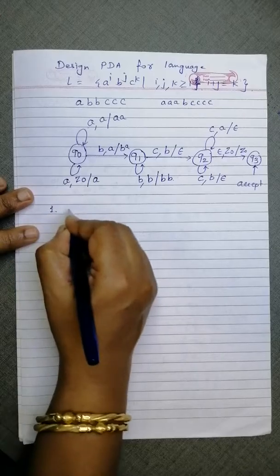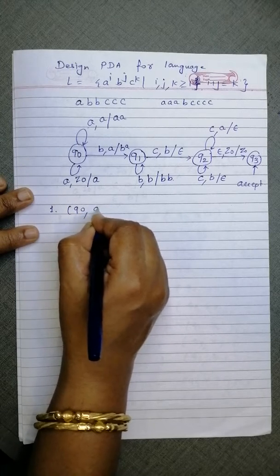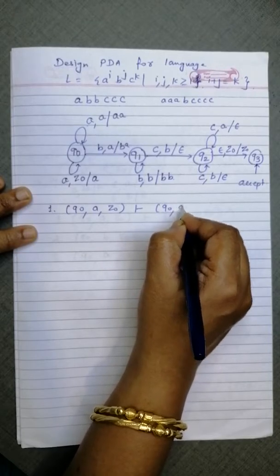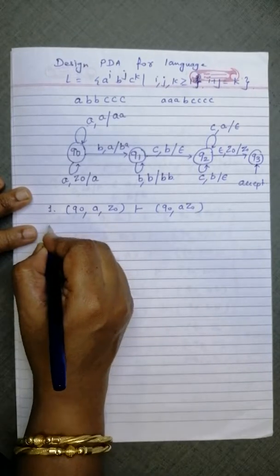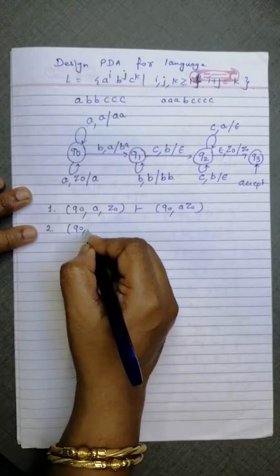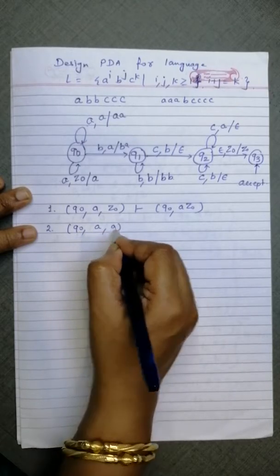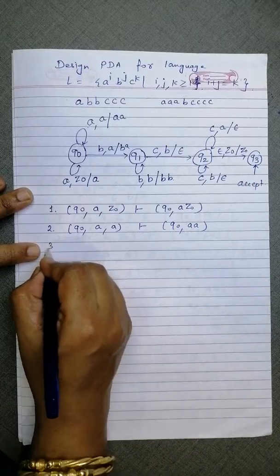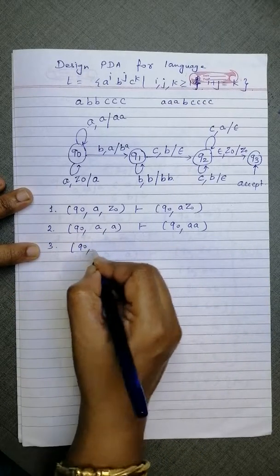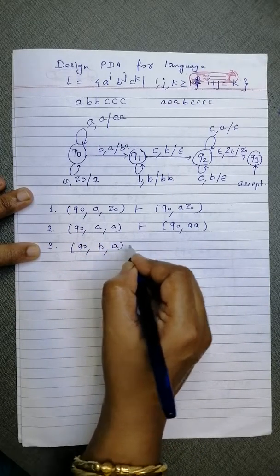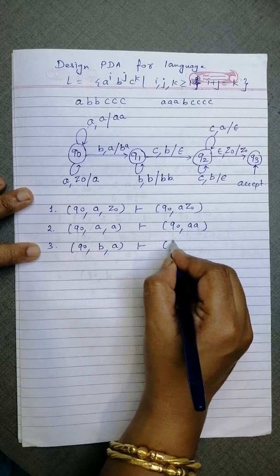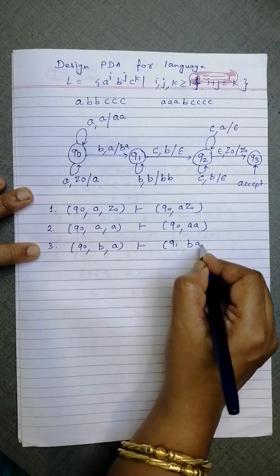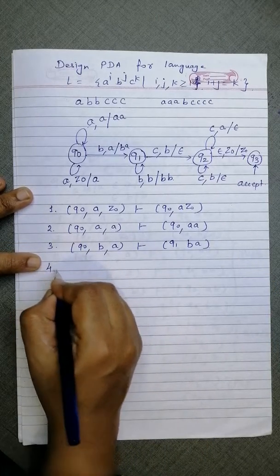Now we'll write down the moves. In state Q0, if the input is a and the stack is Z0, a will be pushed onto the stack. Then in state Q0, if the input is a and the stack is a, a will be pushed onto the stack. Then in state Q0, if the input is b and the stack is a, this will change the state to Q1 and the input b will be pushed onto the stack.